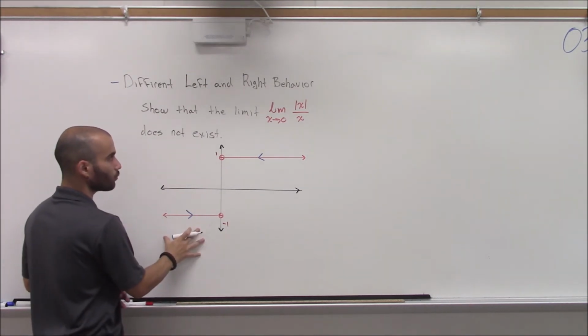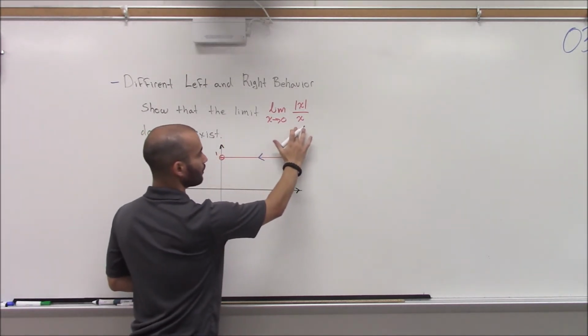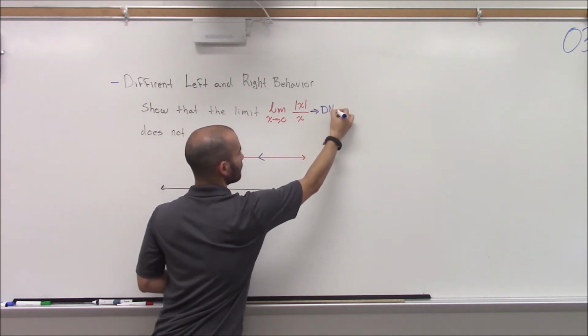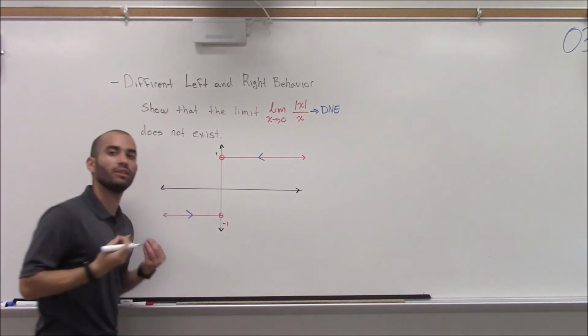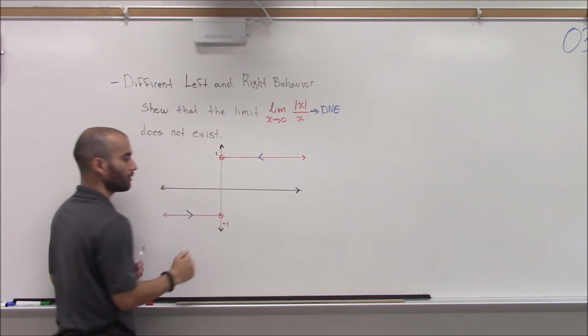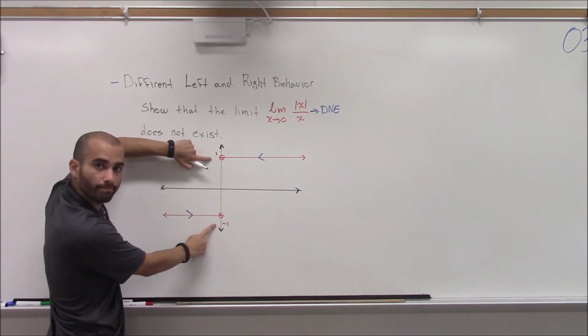So this is a case where the limit as x goes to 0 of this function, we say, does not exist. And the reason why it doesn't exist is because the left and right behavior are giving me 2 different numbers.